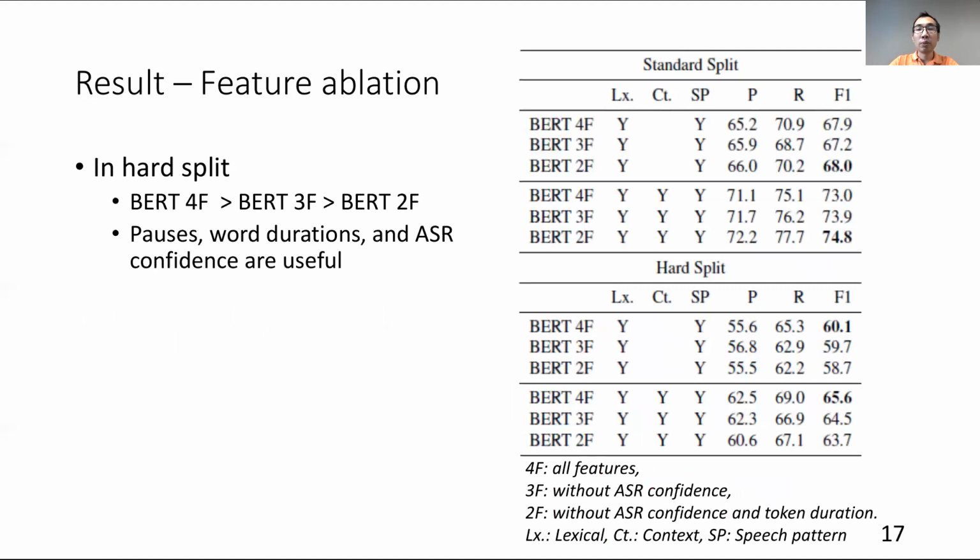So we know that speech pattern features are useful, but are all the features useful? In order to determine the usefulness of the different speech pattern features, we conducted an ablation study by removing the features one by one. We trained all the models with ablated features from scratch, including hyperparameter search. For the hard split, the BERT4F model did better than the BERT3F model, showing that ASR, or automatic speech recognition confidence, is probably useful since low ASR confidence can indicate names which appear infrequently. Similarly, the BERT3F model did better than the BERT2F model, suggesting that the token duration is probably also useful.